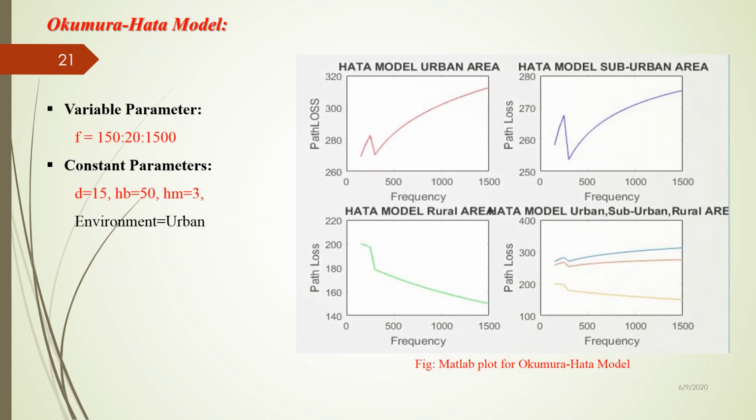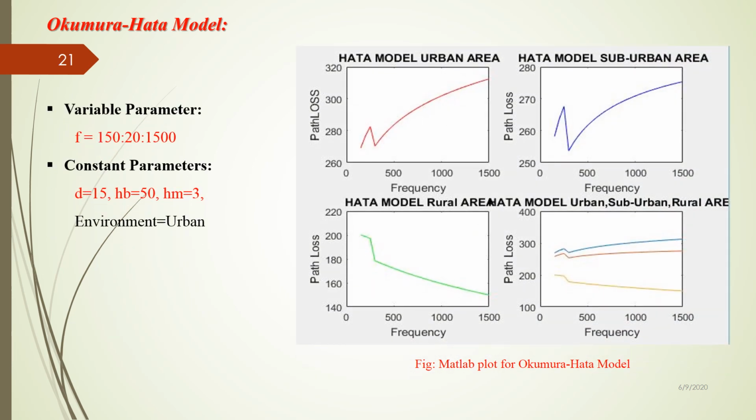So this is the graph, this is the plot for the Okumura-Hata model. So when we fix the frequency range between 150 to 1500 megahertz, and fix the distance between the transmitter and receiver, that is 15 kilometer, and the height of the base station antenna is 50 meter, and the mobile station antenna is 3 meter, and as we have taken the environment as the urban area, the path loss increases linearly as the operating frequency increases.